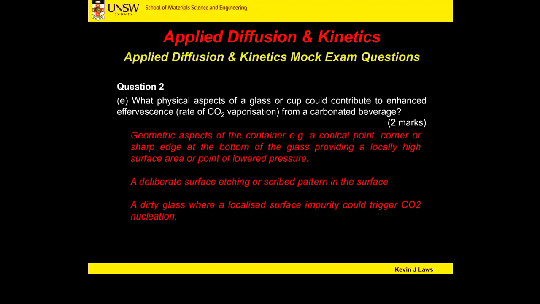Right, we remember our other movie with the beer glasses, okay, or the champagne flutes, for example. So what physical aspects of the glass or cup could contribute to enhanced effervescence, or the rate of CO2 vaporization from a carbonated beverage? So geometric aspects of the container. Okay, so for a champagne flute, a very sharp conical point will act as a nucleation site for those gases to vaporize out of solution, supersaturated solution. Okay. They provide essentially a high local surface area or point of lower pressure for this to occur.